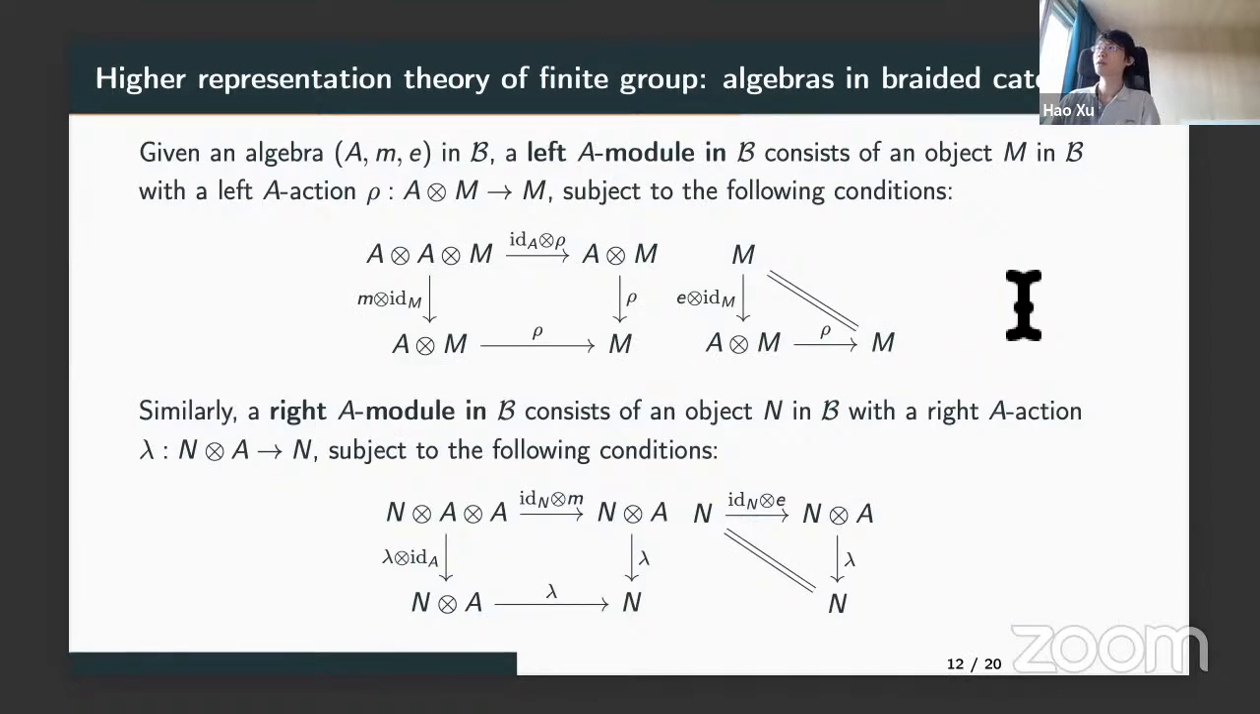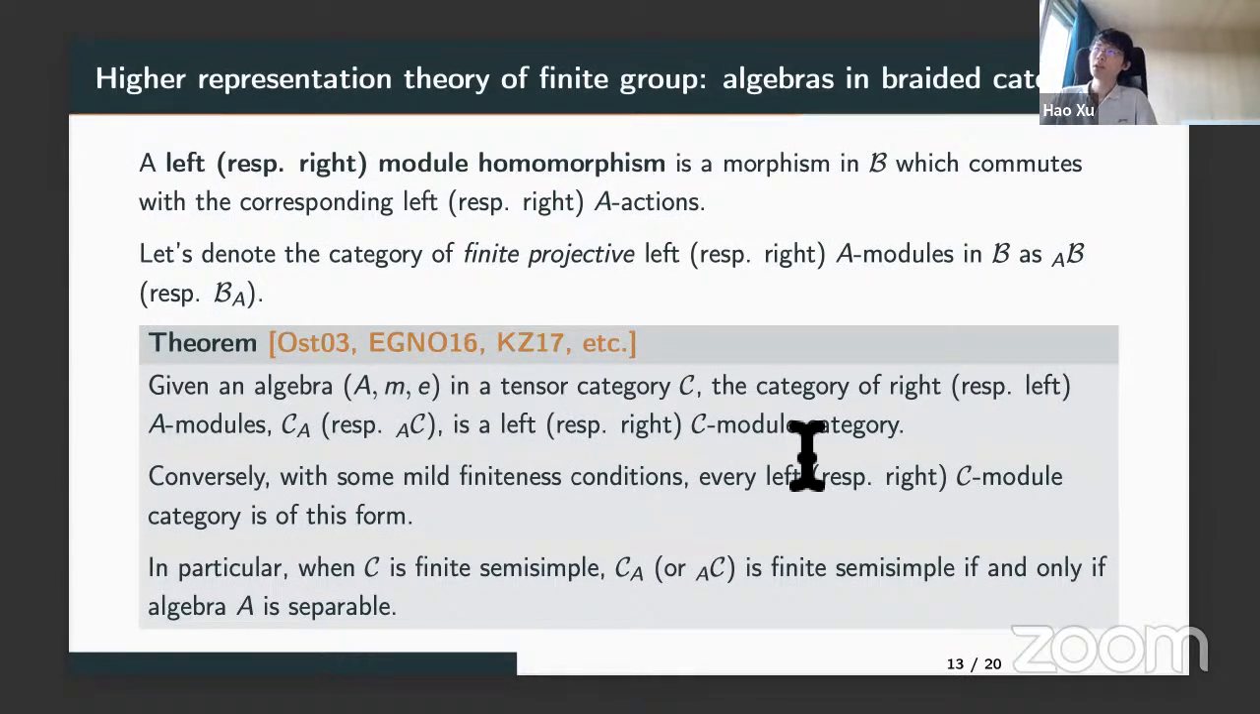Given an algebra A in B, a left A module in B is an object M together with a left A action rho going from A tensor M to M, which satisfies the associativity constraint and the left unity constraint. Similarly, we can define right A modules as follows. Then a left or right module homomorphism is just a morphism between underlying objects which commutes with the corresponding left or right A actions.